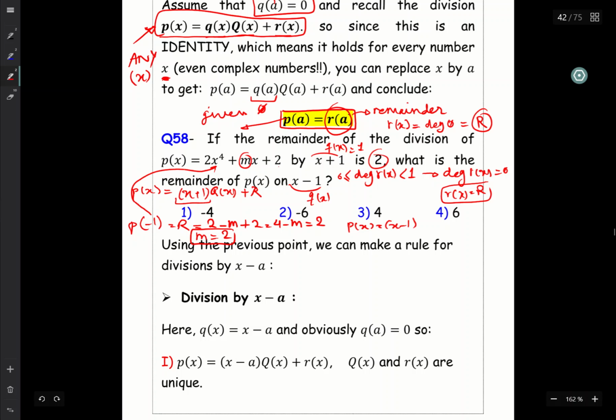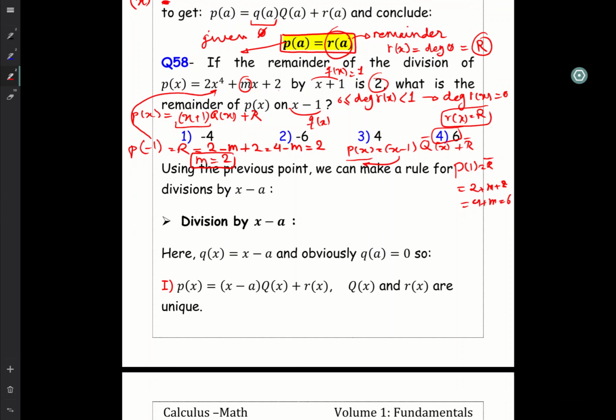P of x is x minus 1 times some q bar plus r bar, some other real number. And again, if I evaluate p at the root of q of x, which is 1, p of 1 should be r bar, and p of 1 is 2 plus m plus 2, which is 4 plus m, and m was 2, we end up with 6. So the last choice. Okay?